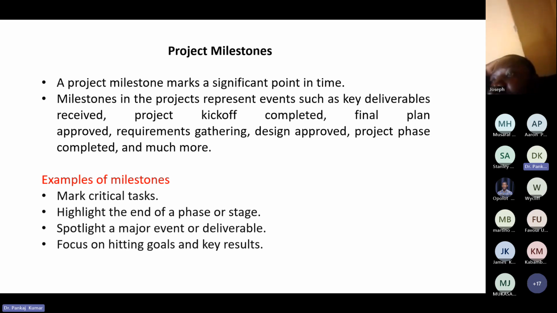So we can see here that milestones in the project represent events such as key deliverables received, project kickoff completed, final plan approved, requirements gathering, design approved, and project phase completed. Some examples: we can mark the critical task.